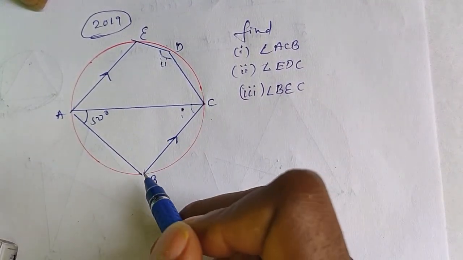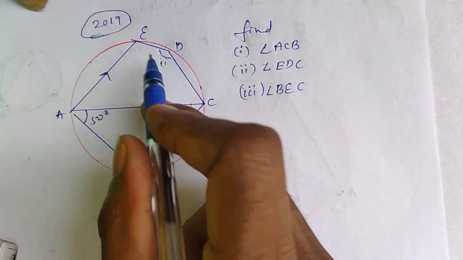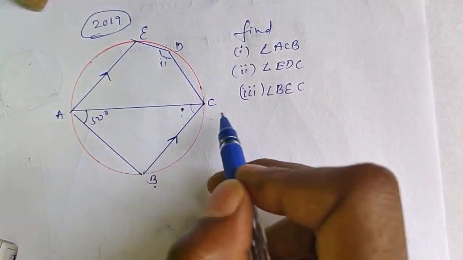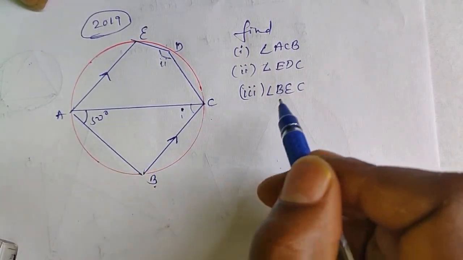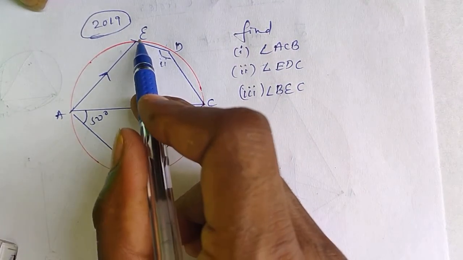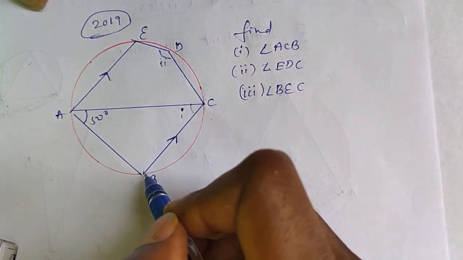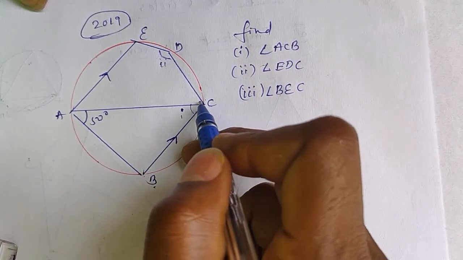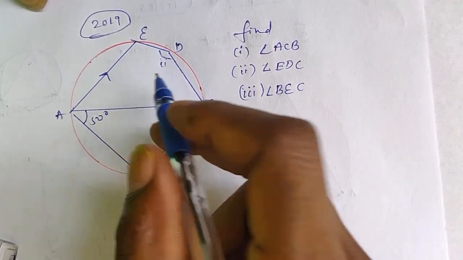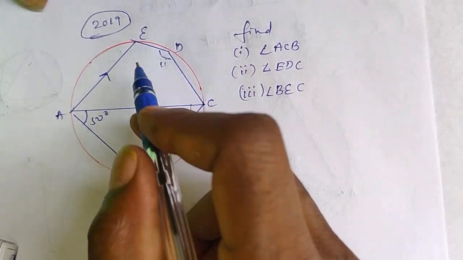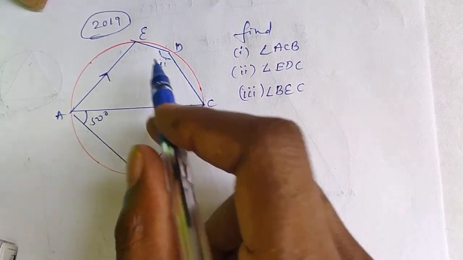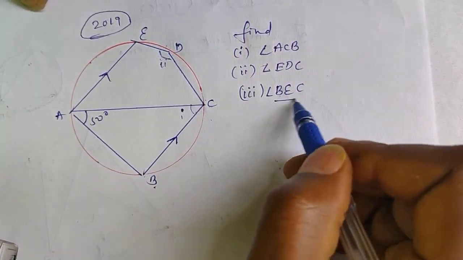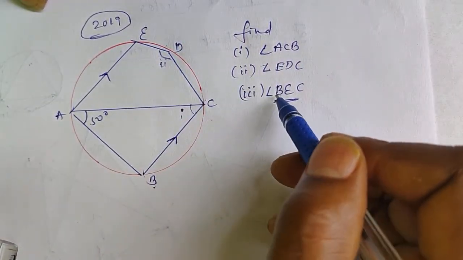Last one is BEC. But for BEC, there is no angle formed. Look at BEC here, E is here, C is here. BEC means B to E, E to C. There should be an angle, right? But there are no lines constructed here. Then how can that angle be? So in this case, we have to construct it ourselves.